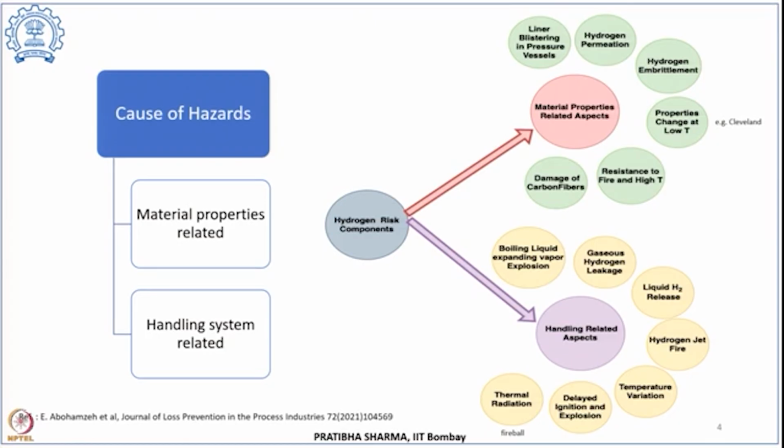Now, let us look at the different risk components related to hydrogen hazards at different hydrogen facilities and in different hydrogen applications. Let us first see the materials-related hazards. The first and foremost is hydrogen embrittlement. We know that this is the change in the mechanical properties of metals or non-metals when they are exposed to hydrogen. The material becomes brittle; it changes its characteristics from ductile to brittle.